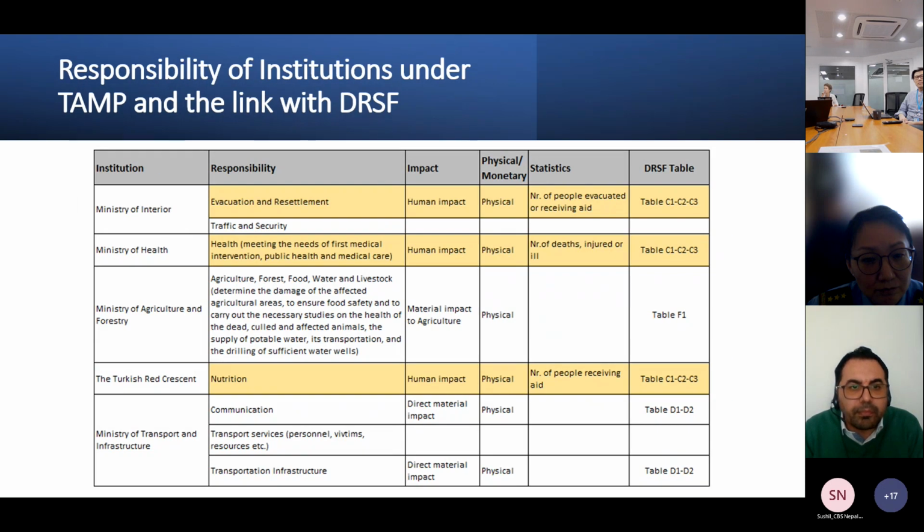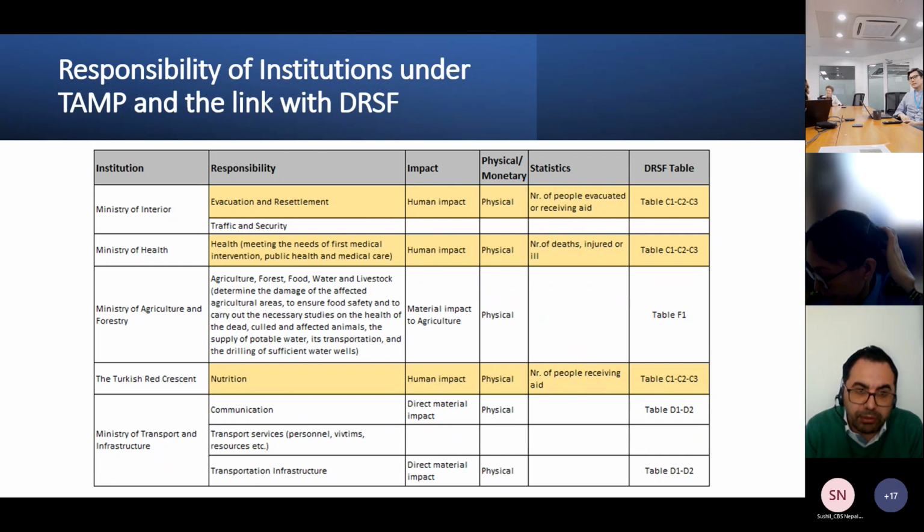The other record of the Minister of Interior is the evacuation and resettlement. The Minister of Interior and accordingly AFAD is responsible for the planning, implementation and coordination of the evacuation to be made before, during or after the disaster. So the statistics for the number of people evacuated can be produced from these records.